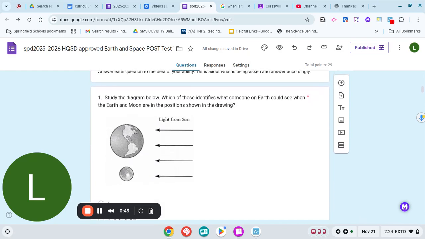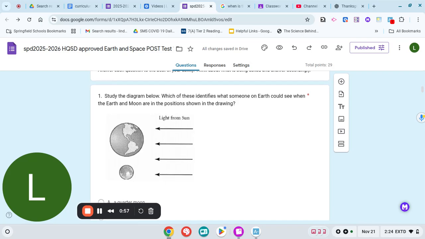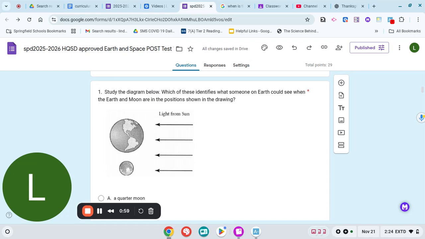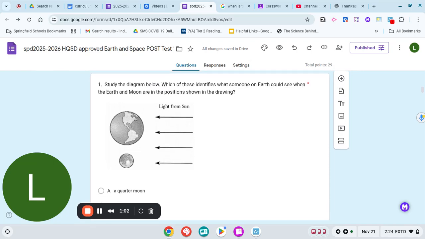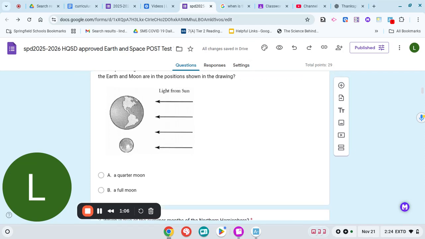Number 1. Study the diagram below. Which of these identifies what someone on Earth would see when the Earth and the Moon are in the positions shown in the drawing? Notice where the light from the Sun is. If you need to change the Sun to the bottom, please do so. And then answer the question.